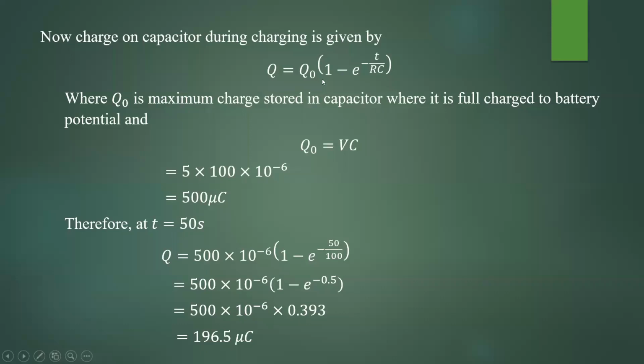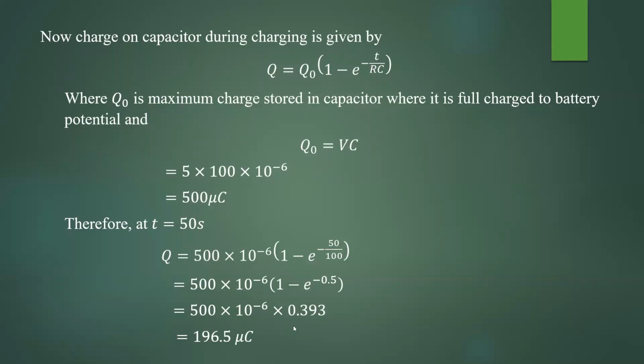So most of you have given the correct answer. Some of you have got 196.7. That is also approximately correct answer. No problem, that is well and good. So that is 196.5 microcoulomb. That is the value of charge on the capacitor at t is equal to 50 seconds.